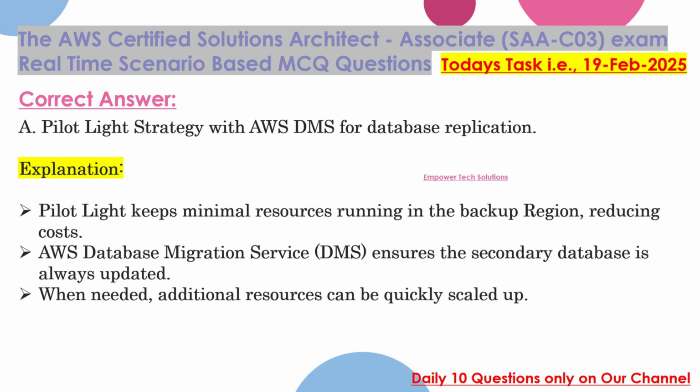Correct answer: A. Pilot light strategy with AWS DMS for database replication. Explanation: Pilot light keeps minimal resources running in the backup region, reducing costs. AWS Database Migration Service, DMS, ensures the secondary database is always updated. When needed, additional resources can be quickly scaled up.